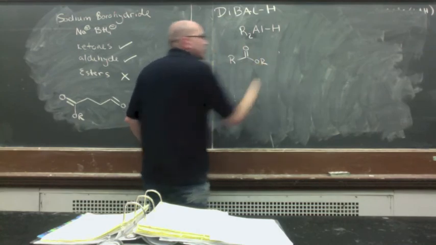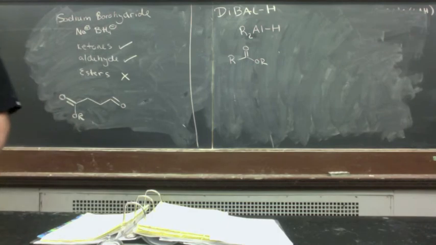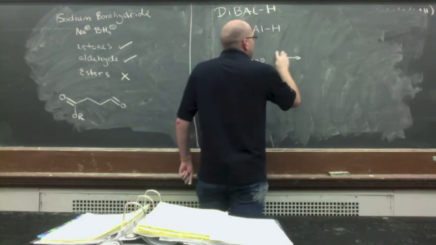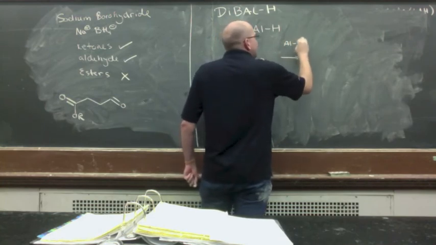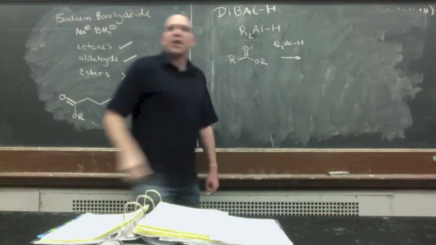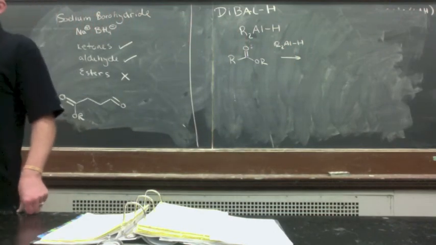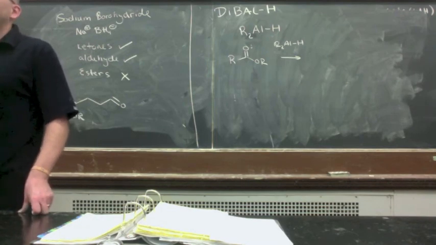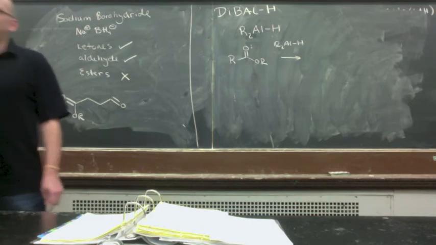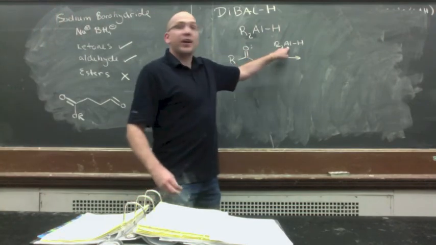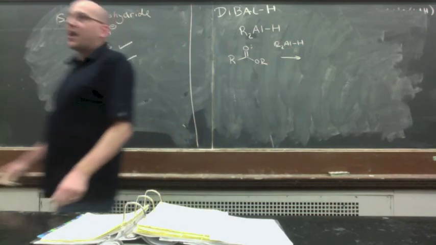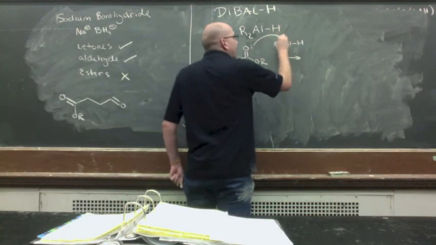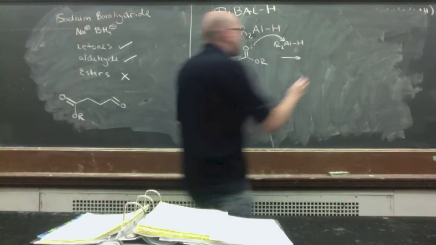And where this is important is with esters. The mechanism of a DIBAL reaction: what kind of molecule, at least to a first approximation, is DIBAL? Is it an acid? Is it a Lewis acid? Is it a Brønsted base? It's a Lewis acid. Why? Because it doesn't have a full octet. Absolutely. So what's the first reaction that you think is going to happen here? Exactly. The lone pair on oxygen is going to attack the aluminum.